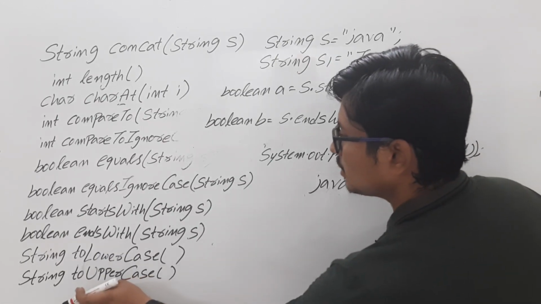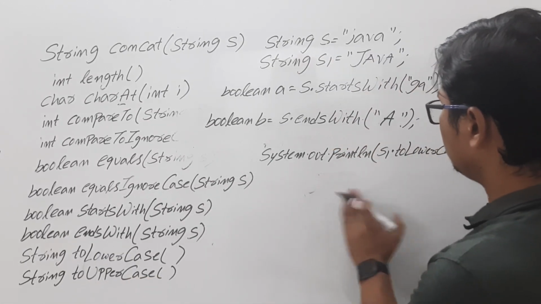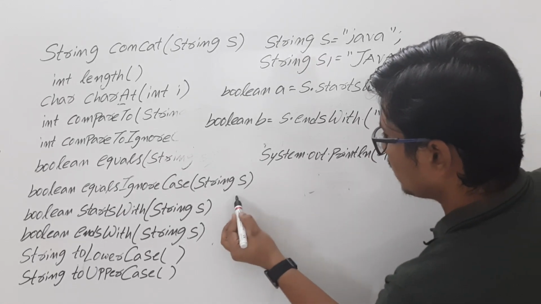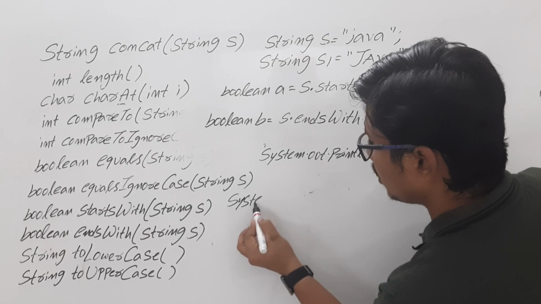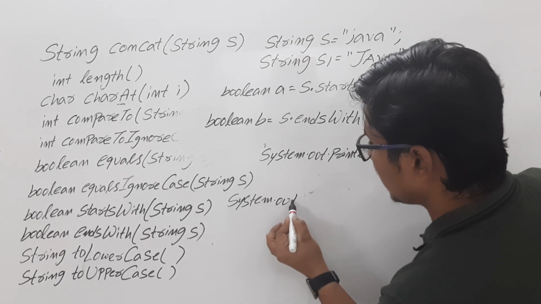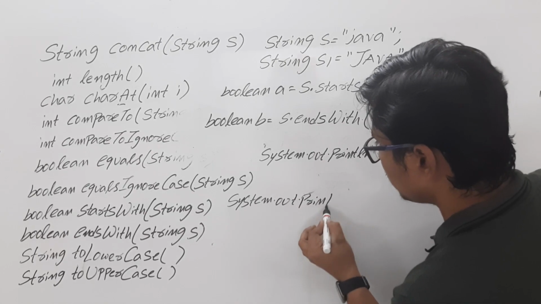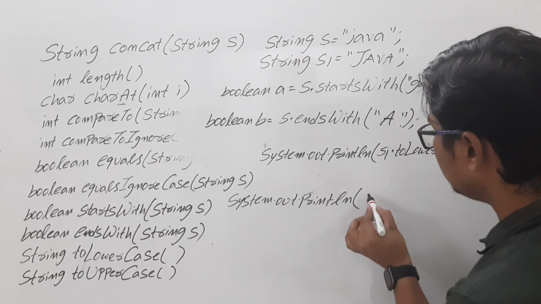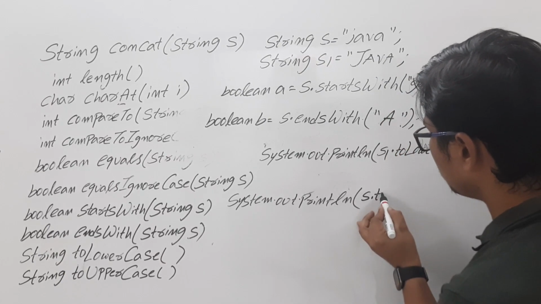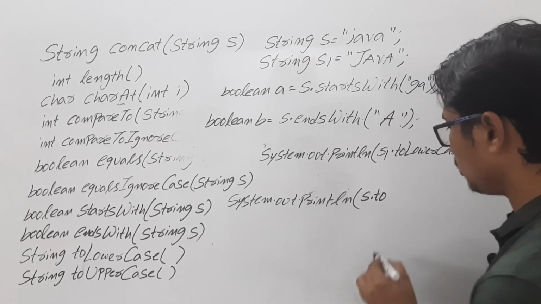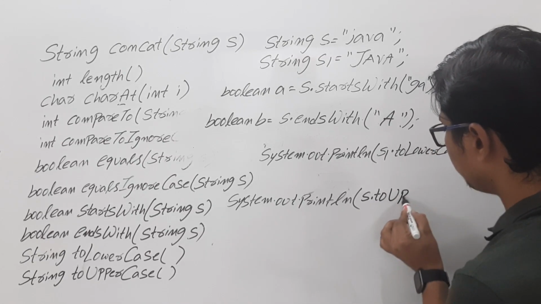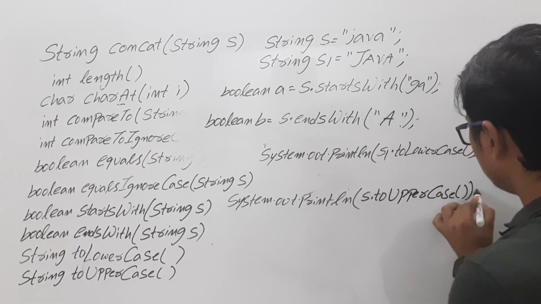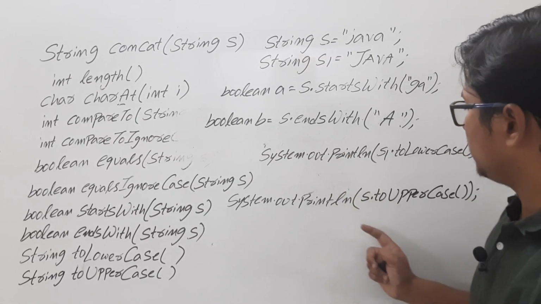Similarly, if I write toUpperCase, then let me erase this one and I will use this space. System.out.println, where S should be in capital, everything else is in lowercase. If I write s.toUpperCase, where TO is in lowercase, U will be in uppercase, and C will be in uppercase.